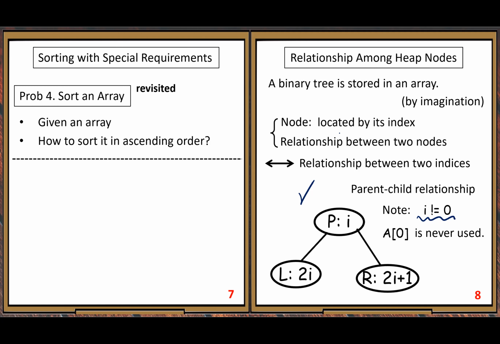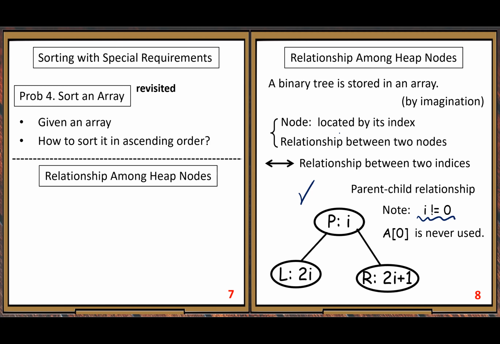So it's not a lot of waste, right? So we just use locations with indices greater than zero. All right.